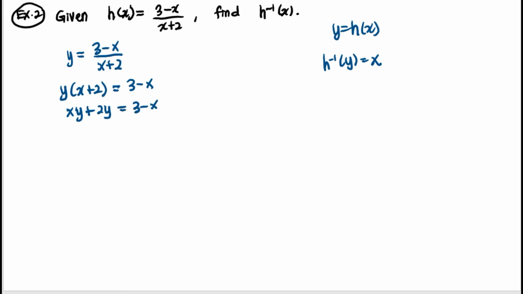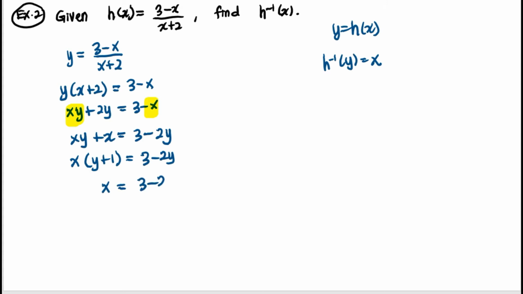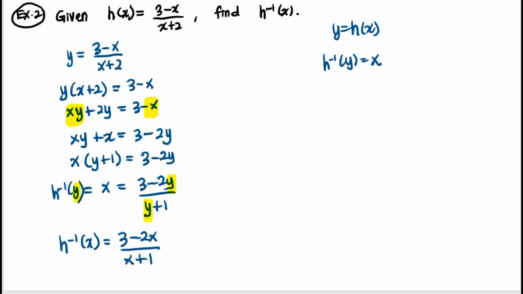I collect the x terms on the left side, so I bring that negative x to the left side. So I have xy plus x, and I bring 2y to the right side, minus 2y. So I factorize x, and I have x times (y plus 1) equal to 3 minus 2y. So I have x equal to (3 minus 2y) divided by (y plus 1). You know that x is actually equal to h inverse of y, but you want h inverse of x, so you just change the variable y to x. So h inverse of x is actually (3 minus 2x) divided by (x plus 1). So we are done with this inverse function.